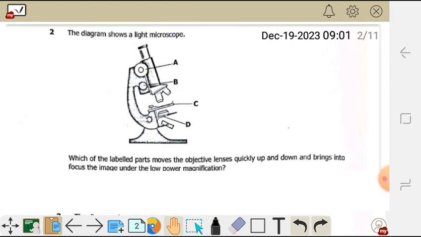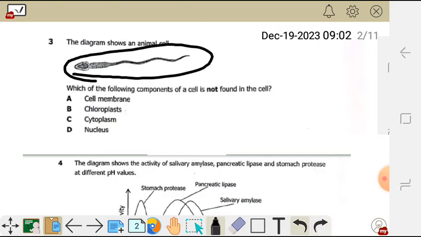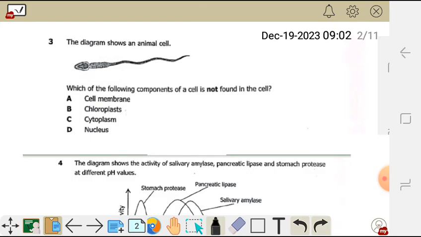We move on to question 3. Question 3. The diagram shows an animal cell. Which of the following components of a cell is not found in the cell? So this is an animal cell. Be specific, it is a sperm cell. Okay, so the question is asking which of the following components of a cell is not found in the cell.